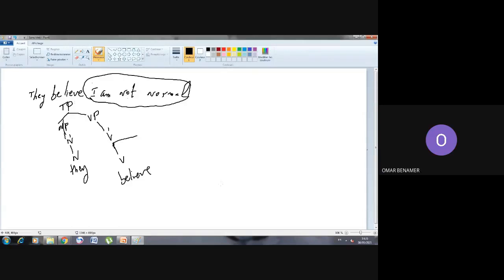Okay. So we have CP here, C, we have that. That I'm not normal. The rule of CP: we have complementizer, C, and we have TP. The complementizer, we don't have it here. It's null. I believe that, we have it in our mind, but it's not realized. So it's null.